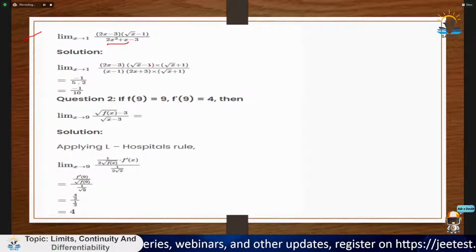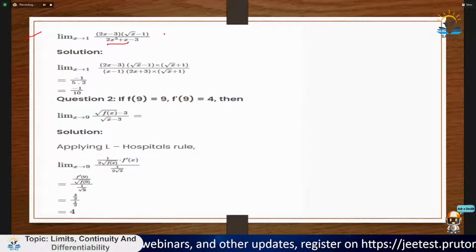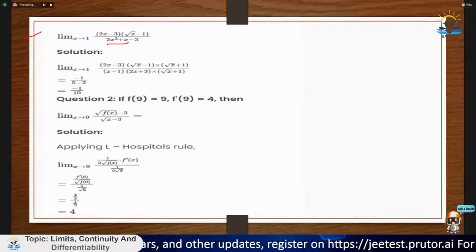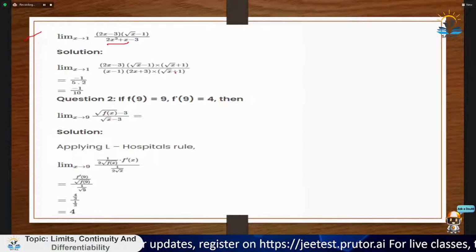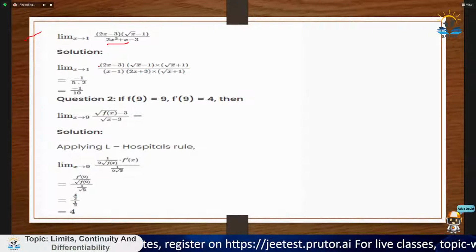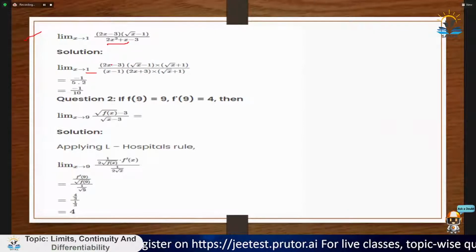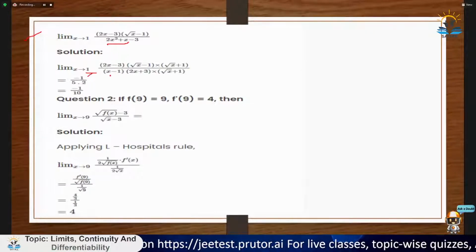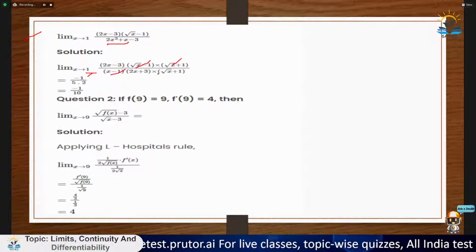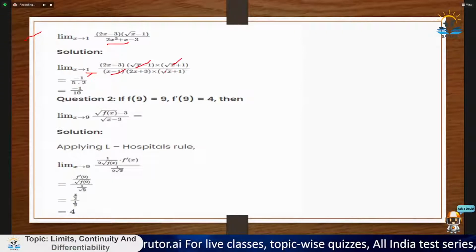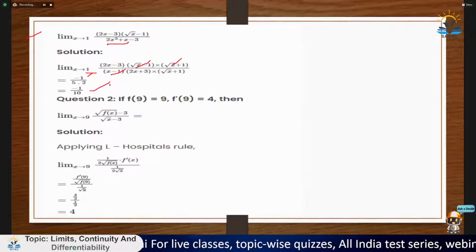Why? Because when you multiply it with root x plus 1, then x minus 1 will get cancelled. So from here you will get (2x minus 3) upon (2x plus 3) into (root x plus 1). And from here you just put the value x equal to 1. You will get 2 minus 3, which is minus 1. The x minus 1 will get cancelled out. And 2 plus 3 is 5 multiplied by 1 plus 1, 2. So the answer would be minus 1 by 10.